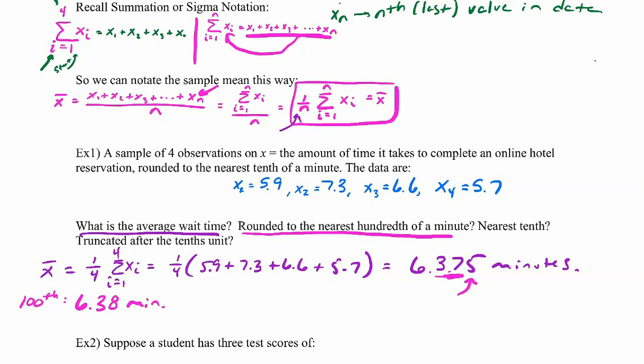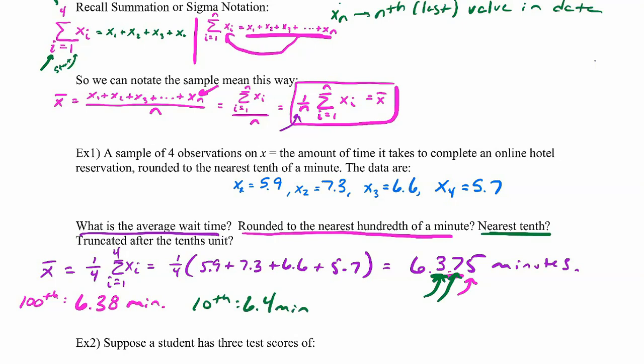Okay? To the nearest tenth, that's 1 decimal place. So that's 1 decimal place there. Again, I go to the right of that. I see that I have the number 7. That's going to round the 3 up to a 4. So we're looking at 6.4 minutes to the nearest tenth of a minute.